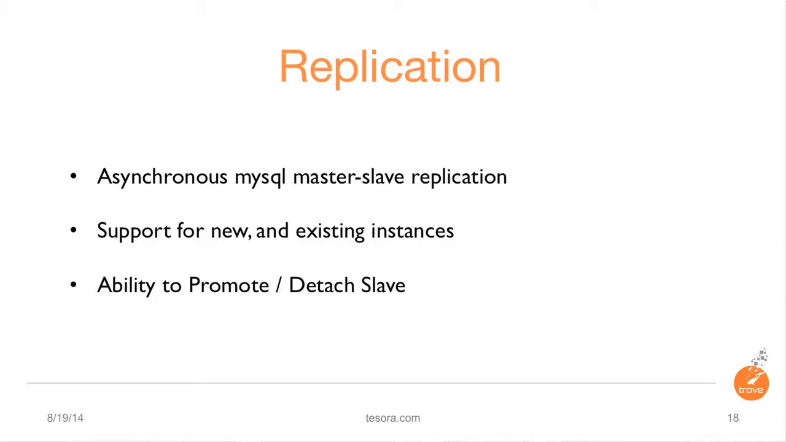So the big features that we're working on together in Juno, or at least the 2 or 3 big features, the first one of which is replication, specifically asynchronous MySQL master-slave replication. The idea here is that we'd support new and existing instances. So if you already had a Trove instance, you'd be able to create another instance and set it up as a slave of that previous instance.